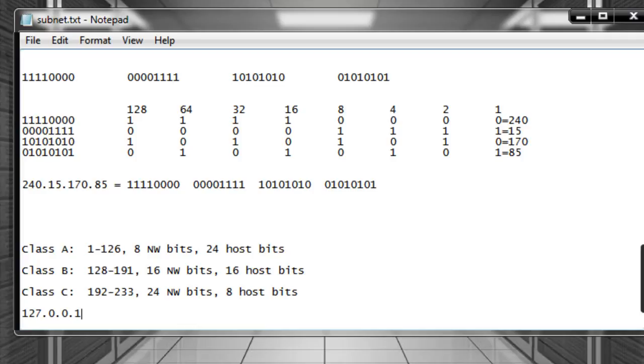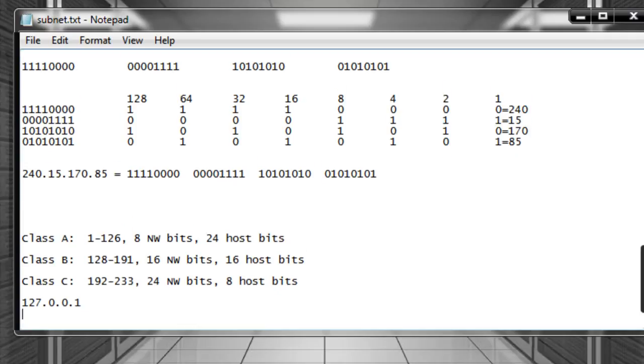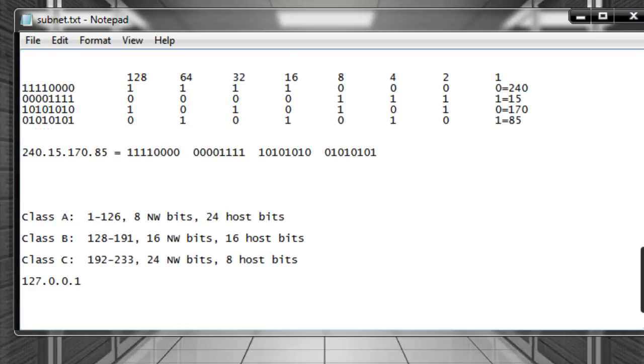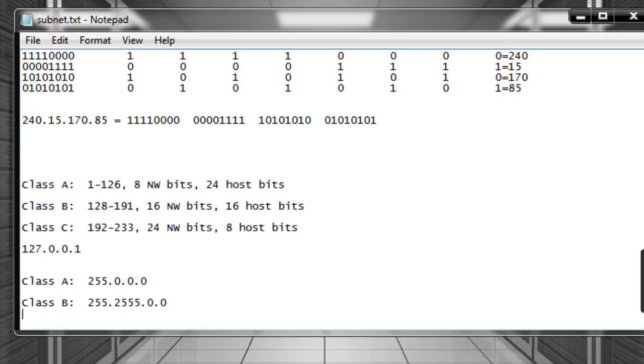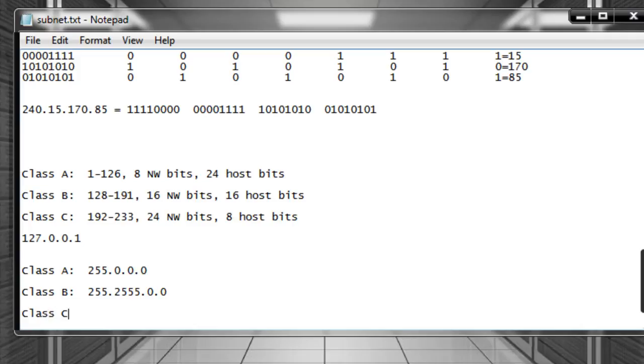So we've got this chart down, and we know the network bits and the host bits, and I'll go and give you the network masks for them too. These here are the default network masks, and for Class A it's 255.0.0.0, and for Class B it is 255.255.0.0. And can you guess what Class C is? 255.255.255.0.